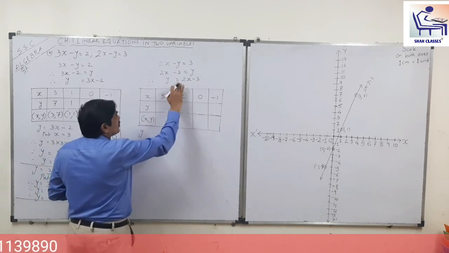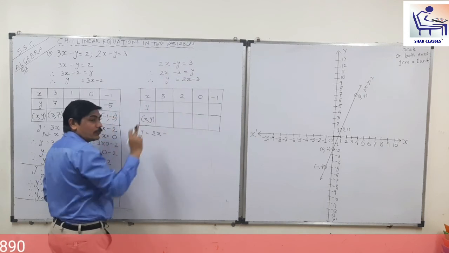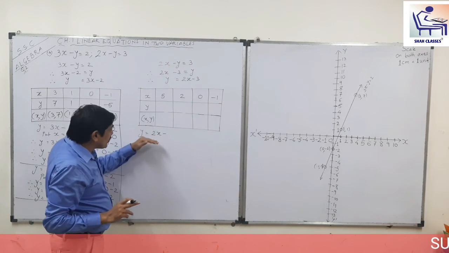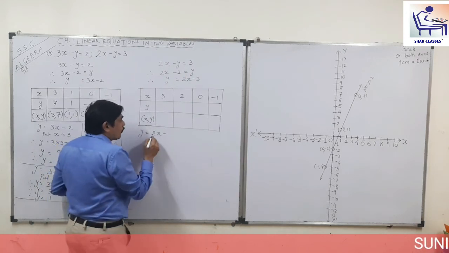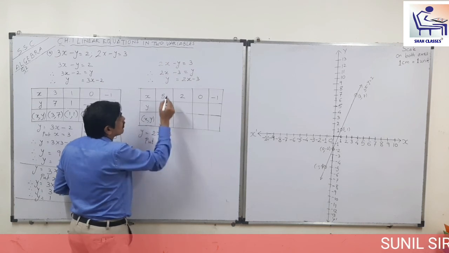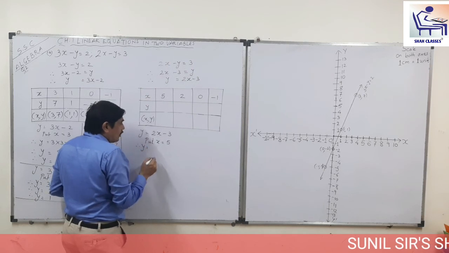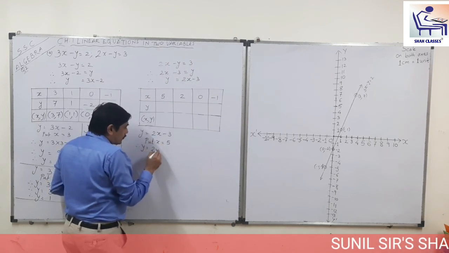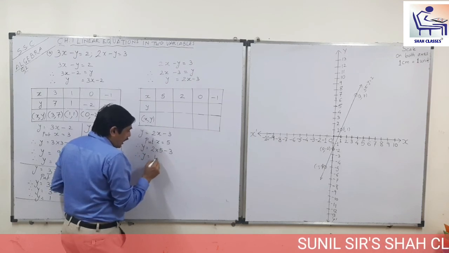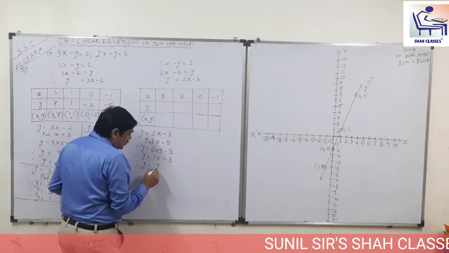Now in this equation we will put the value of x which we have assumed. The values that we have assumed, we will put in this equation and then find out the value of y. Put x is equal to 5. 2 into 5 minus 3, y is equal to 10 minus 3, therefore y is equal to 7.